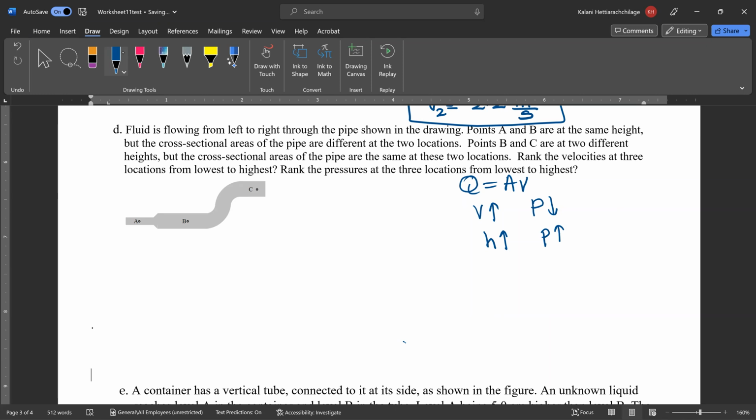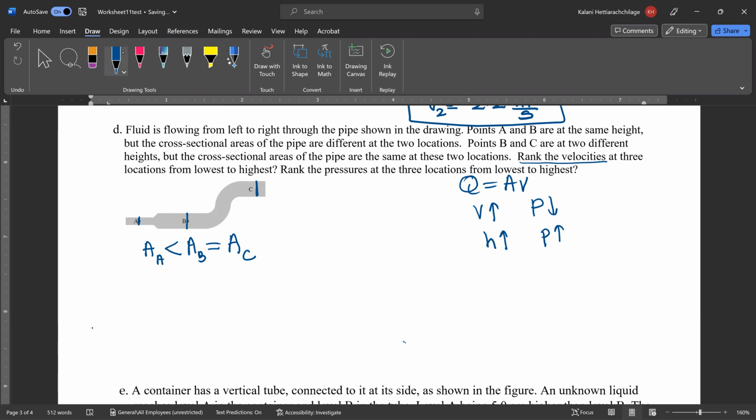Now keeping those in mind, let's understand this question. I have a tube and I have cross-sectional areas labeled. This is my point A, this cross-section is B, and this cross-section is C. As soon as you see this diagram, you know that the cross-sectional area of A is smaller than the cross-sectional area of B, and B and C are equal in cross-sectional area, right? So you see that we have different heights, but the cross-sectional areas of the pipes are the same at these two locations. Rank the velocities. That is my first question.